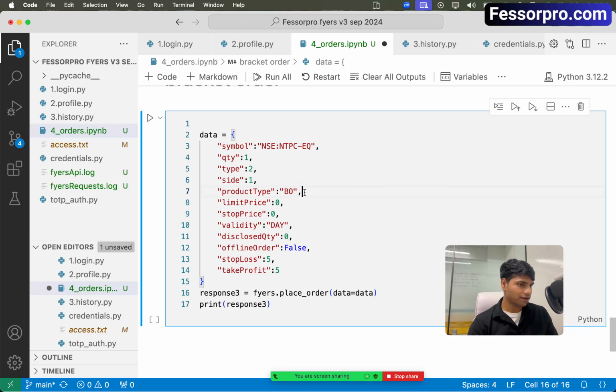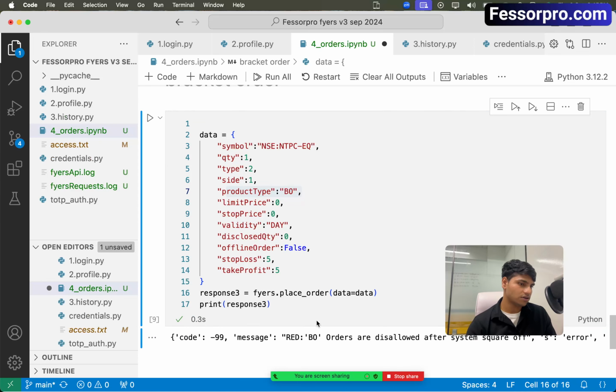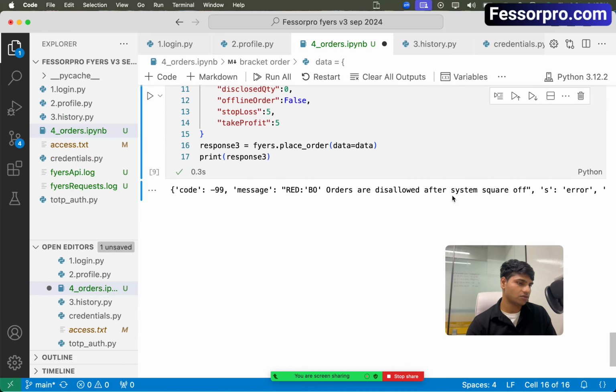So if you want to buy, then product type is BO. BO means bracket order. Now these two, you don't have to specify anything. You just have to specify stop loss and take profit. So when I write stop loss 5, it means if I am taking position at 100, my stop loss should be 95. And if my take profit is 5, it means my take profit will be 105. You just have to specify these two parameters, stop loss and take profit, if your product type is BO. If I run this code, it will simply throw an error again.